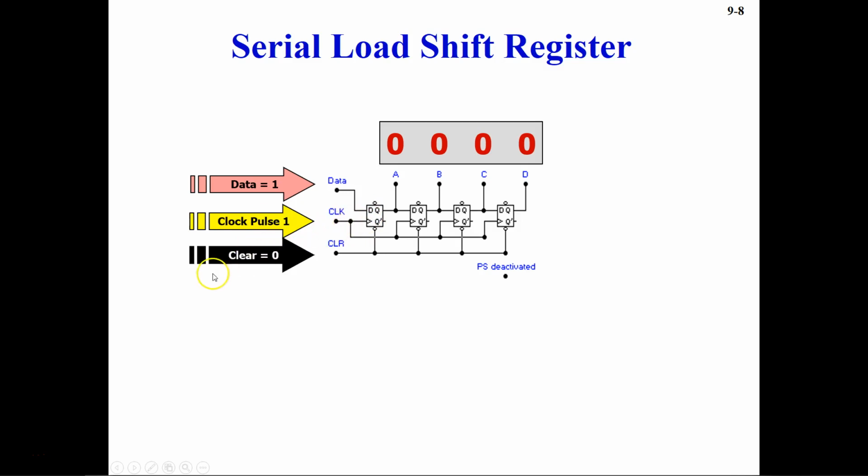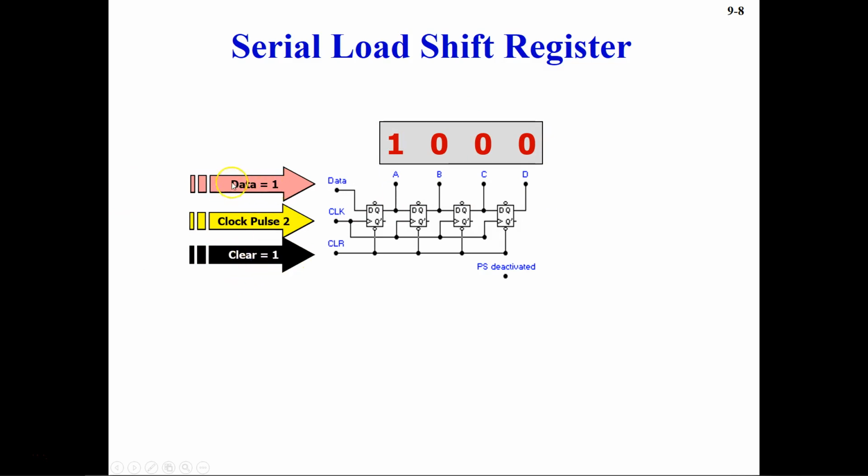However, if you see here, the clear is 0. If your clear is 0, it means the clear is activated. If your clear is activated, then the output you're going to get is all zeros. So to get some output here, we need to deactivate the clear. So let's see next. In this case, when clock pulse 2 is provided, your clear is 1. So clear is deactivated.